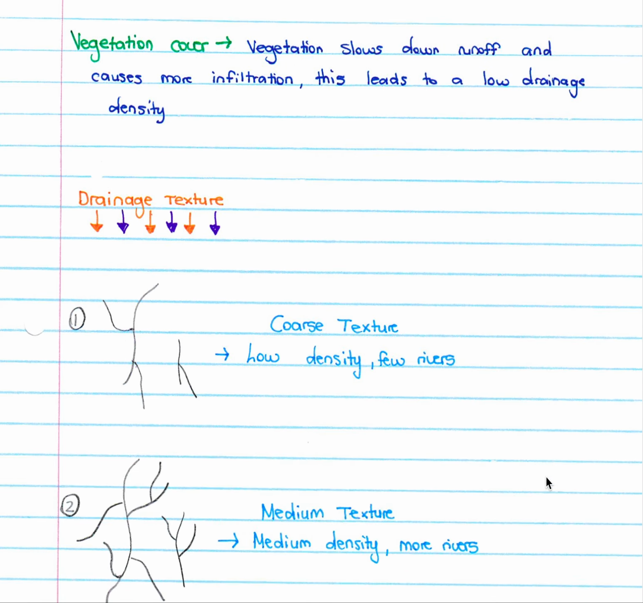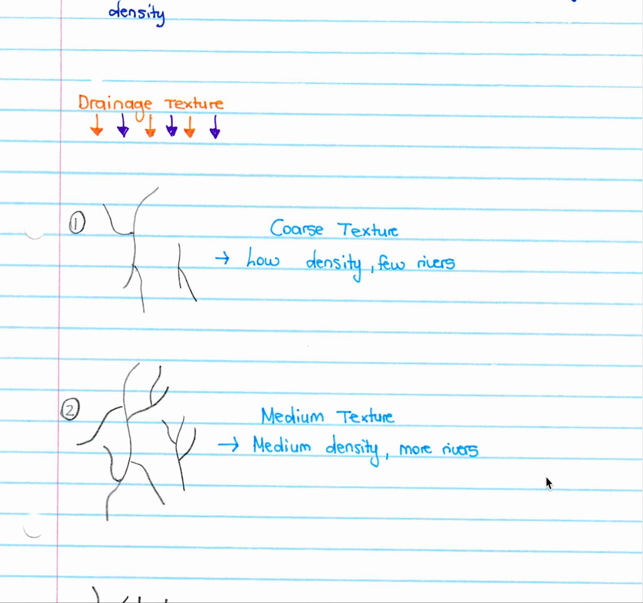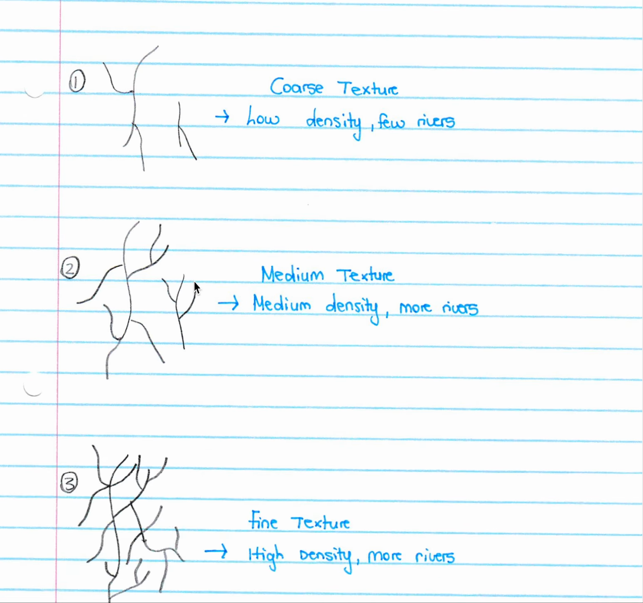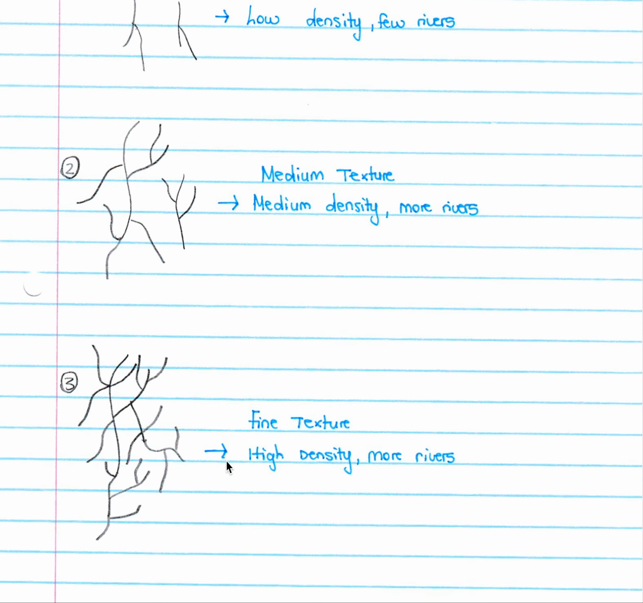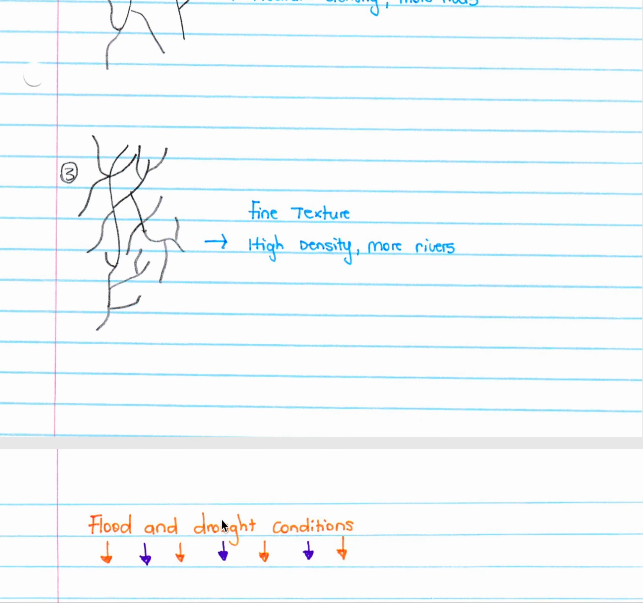When we look at drainage texture, a coarse texture has a low density with few rivers, as we can see in this diagram shown here, whereas medium texture has a medium density of rivers, more rivers, and a fine texture has a high drainage density with a lot more rivers in your drainage basin.